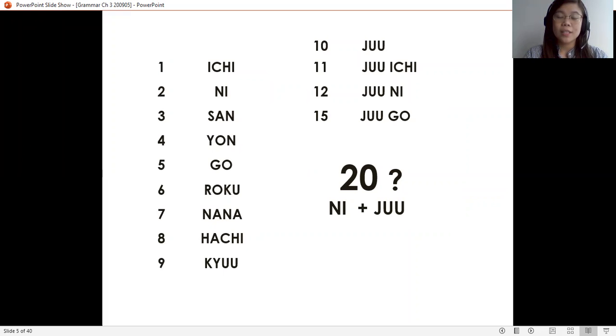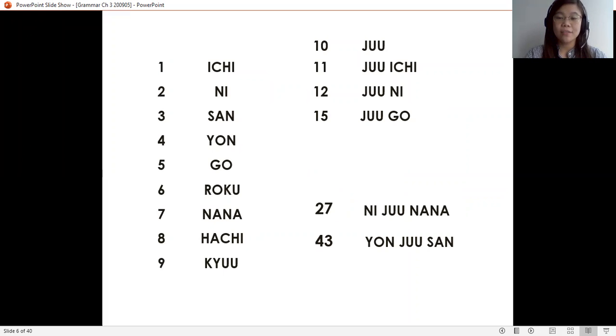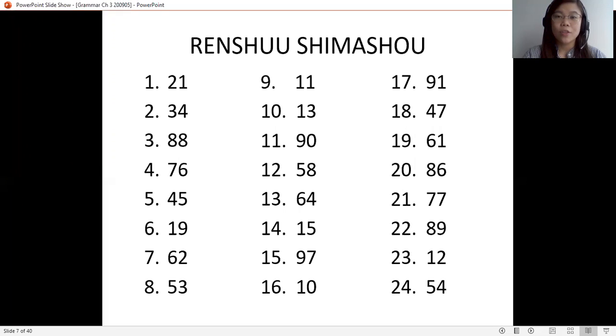Okay, so how about when you want to count, let's say 20? So 20 is basically two tens. So again, that is ni plus 10, which is ju, ni ju. Okay, so let's look at a couple more examples. So we have 27. So 27 is basically two tens and then 7. So 2 is ni, 10 ju, and 7 nana. So 27 becomes ni ju nana. Another example, we have 43. So 43 is again basically 4 tens and then 3. So that's 4 yon, 10 ju, and then 3 san. So 43 becomes yon ju san. Okay? So let's try to practice based on that rule. Let's try to practice counting using the examples you have here.